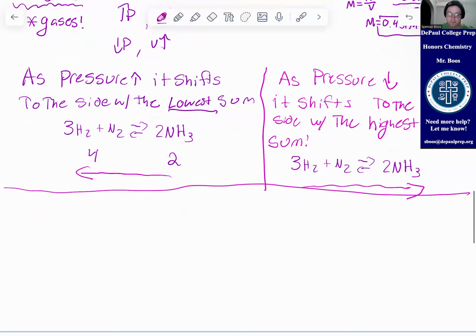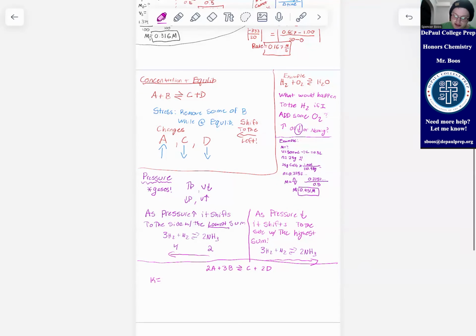Okay, great. Let's say we've got this generic chemical equation, 2A plus 3B is in equilibrium with C plus 2D. Okay, using the equilibrium expression from the top of this guide, we have K is equal to. You can actually do one better than this.